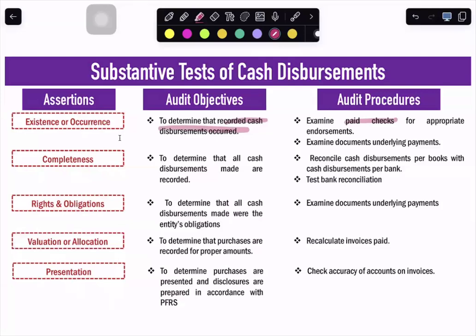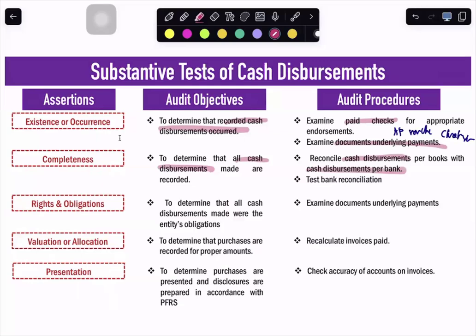So for example, if your payee there is ABC, then ABC should be the one who endorsed it. And then we examine documents underlying the payments. So we look into the AP voucher file and the check voucher file. Next, you have your completeness, to determine that all cash disbursements are recorded. So how do we check that? You reconcile cash disbursements per book and cash disbursements per bank.